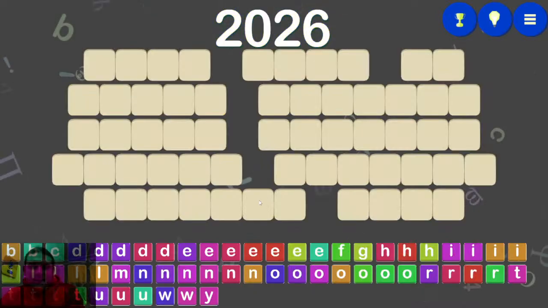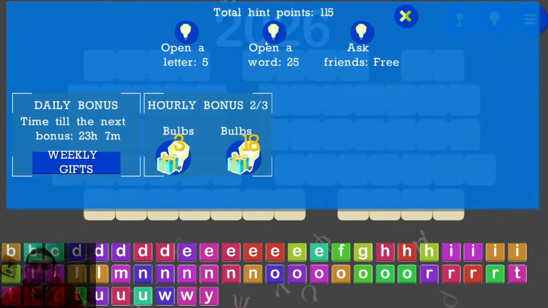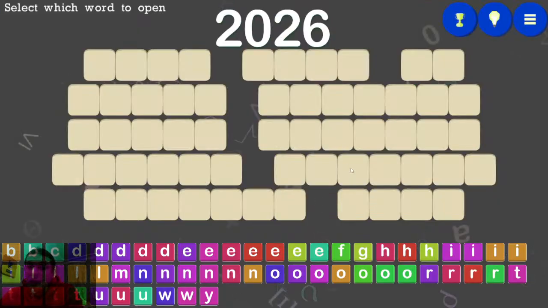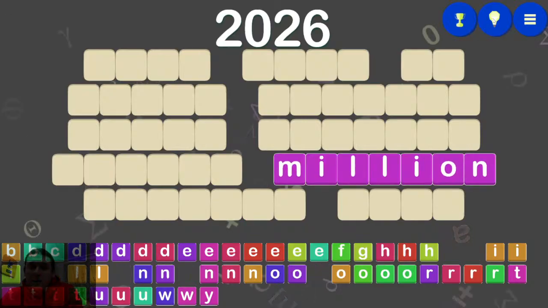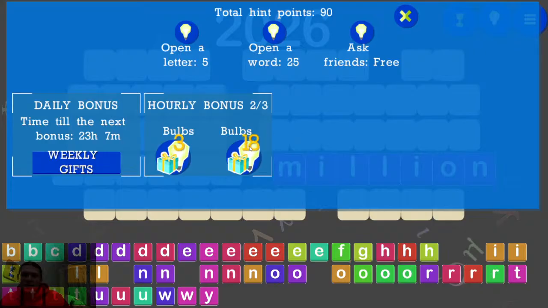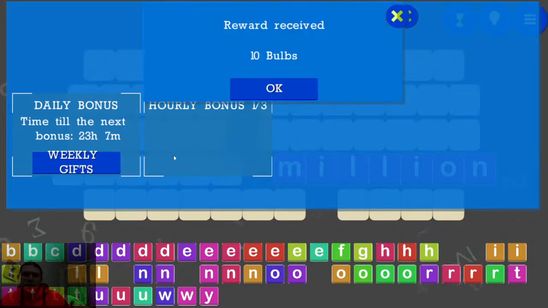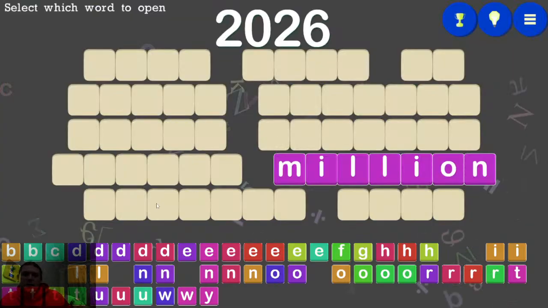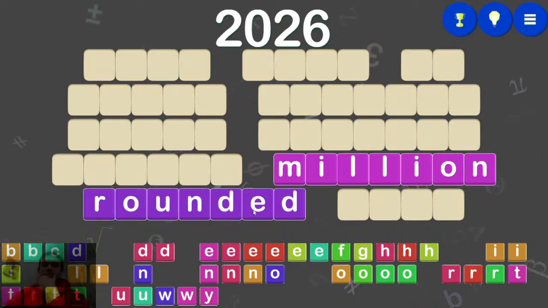All right, so let's take a look at another one. We have so many letters. Maybe we can unlock 4 more letters now. Million. All right, million. It gives a valuable clue. I have another hourly bonus, and I will round it. So, a number can be rounded.